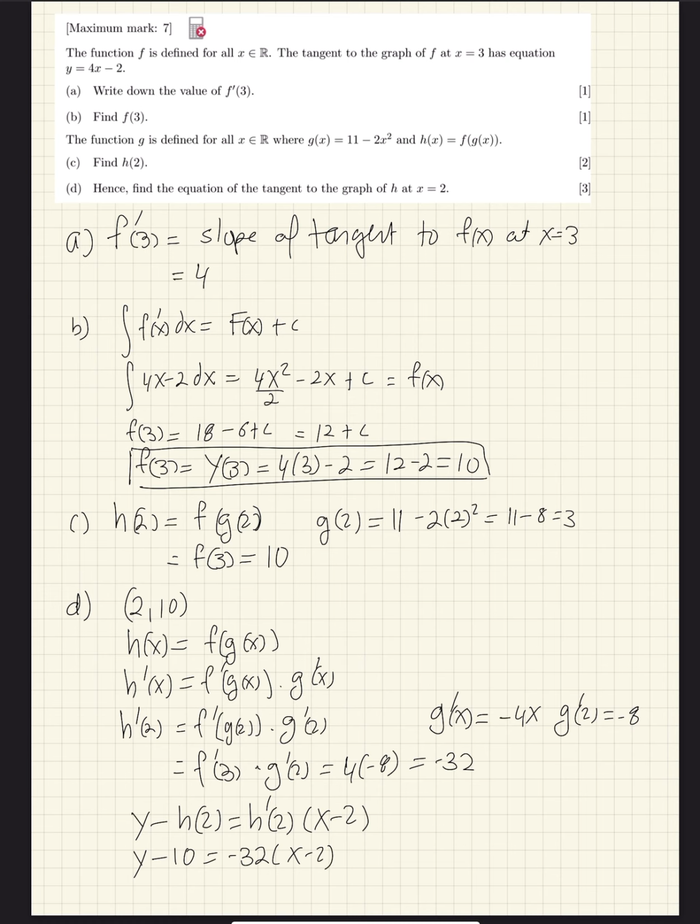And this is actually valid, but just in case you'd prefer the other one, I can have y equals minus 32x plus 64 plus 10, so y equals minus 32x plus 74. And I think this clarifies that's the equation to the tangent of the graph h at x equals 2. And we used h of 2 and h prime of 2 at x equals 2, which I think satisfy the requirements. I hope this helped.